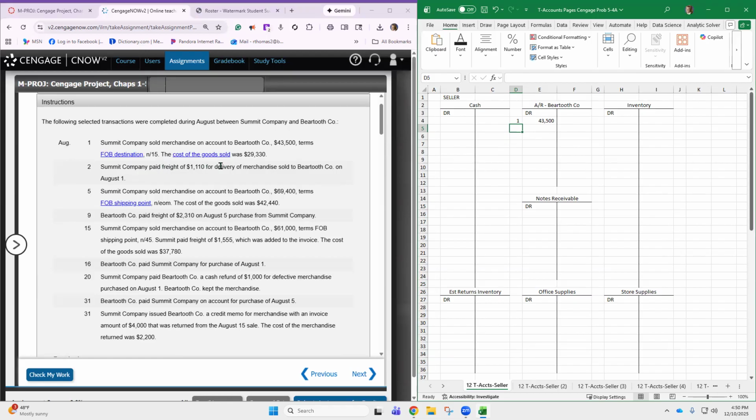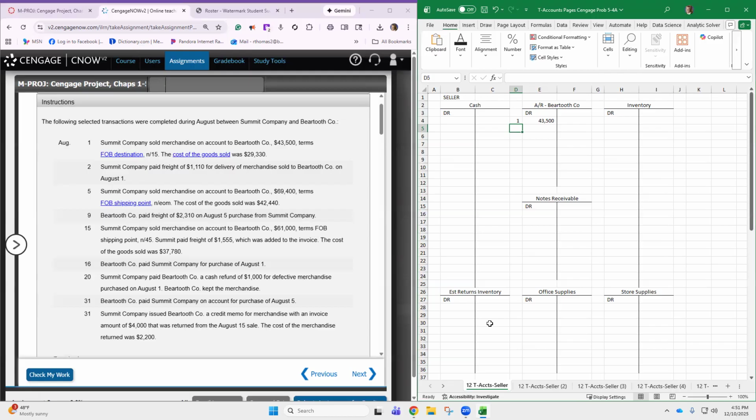Now let's do the cost of the goods sold. By the way, FOB destination means that the seller will pay the shipping. And if the seller pays it, it's going to end up in an account called delivery expense. But we haven't been told yet. Here, just a minute.